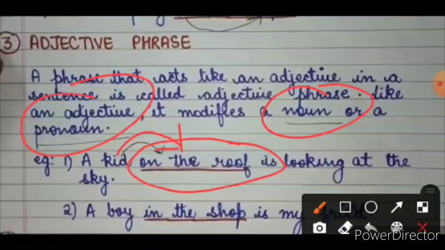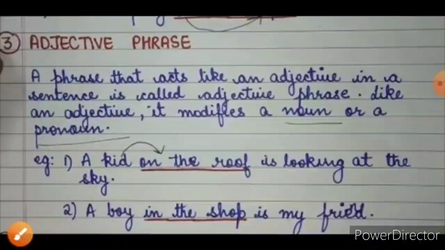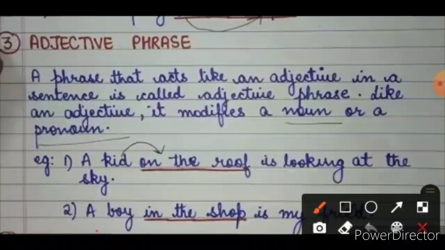Okay, the next one is: the boy in the shop is my friend. So over here, boy is the noun, and in the shop is modifying that noun. So basically the boy is the noun, and in the shop is the phrase, so it becomes an adjective phrase.